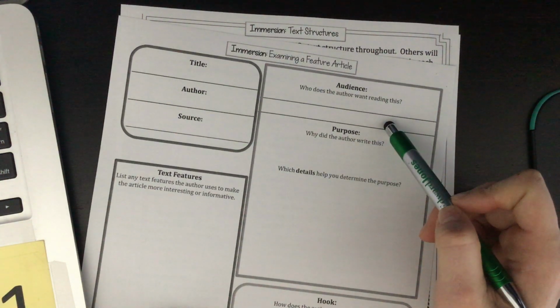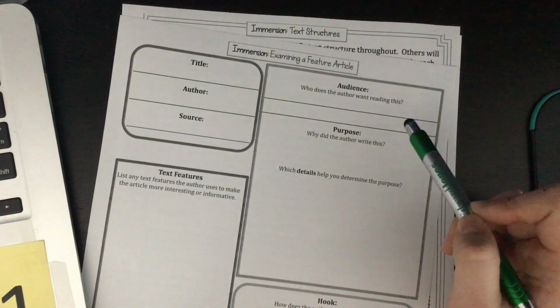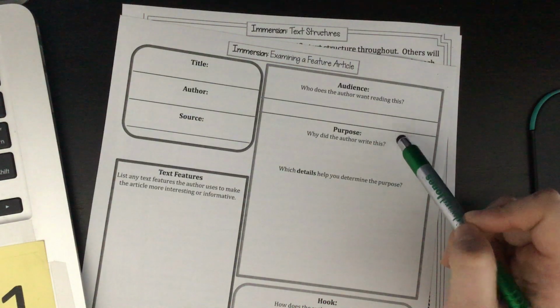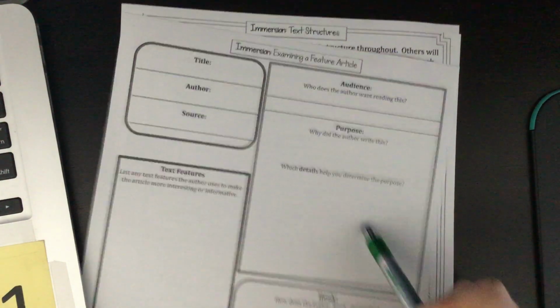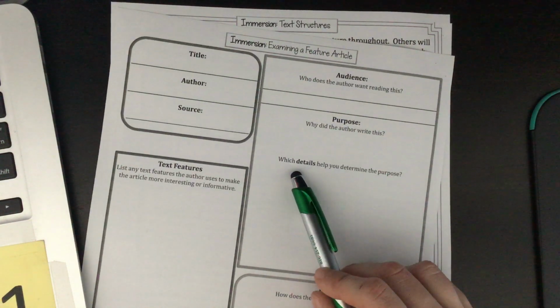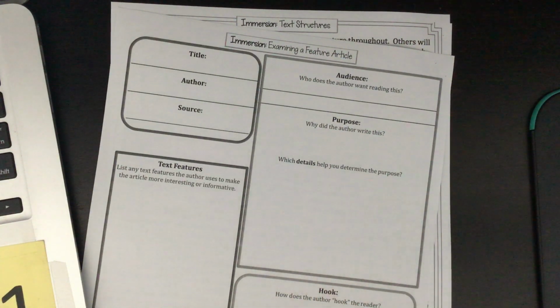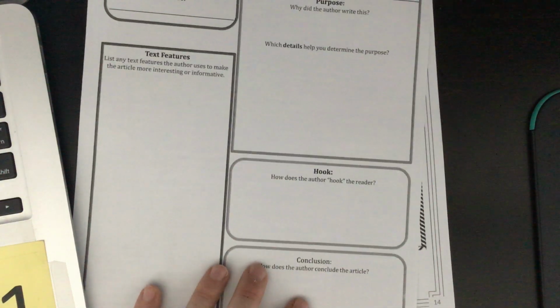Then who's their audience? You might have to think about this one a little bit, and we'll dive into audience a little bit later this week, but who are they wanting to read this? Why are they writing this? That goes into the purpose, and that's something we're working on with reading right now. What details help you determine this purpose, about why they are writing this?